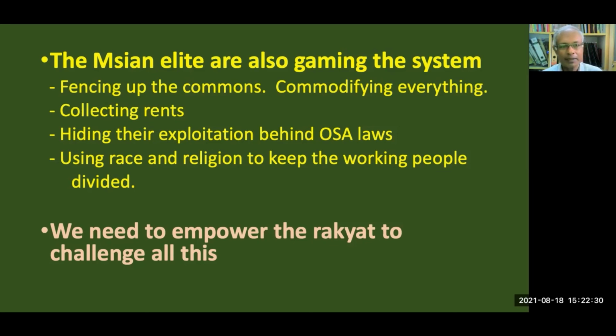Okay, but then leaving that aside, you can't let the Malaysian elite off the hook either. They are fencing up the commons, and the government is doing it. The UMNO government is doing it, fencing up the commons, commodifying everything, collecting rents, hiding the exploitation behind OSC laws, dividing the people using race and religion. And the people have bought it hook, line, and sinker. We look at Malaysia now, the way in which you look at politics depends so much on which race you are in, which religion you are in.